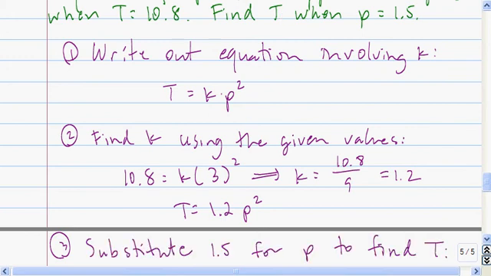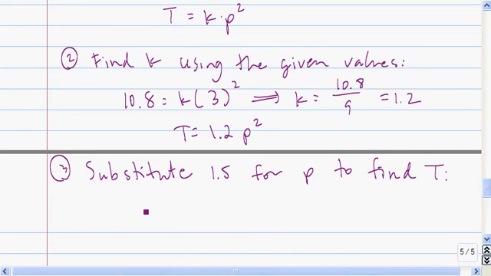Right, so we'll substitute 1.5 for p in order to find t. So t is equal to 1.2 times 1.5 squared. And that is equal to 2.7. Okay, so that's the way you solve one of these problems. You set up your equation, use given values to find k, and then you go from there.